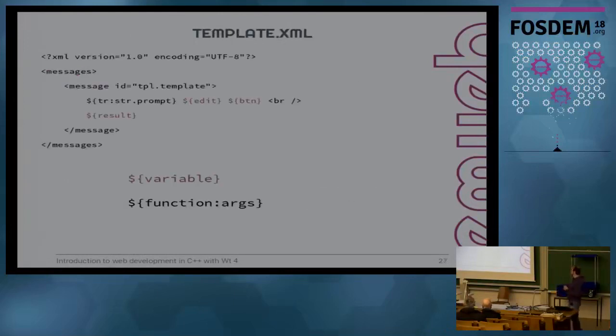So this template.xml will contain something like this. You have messages on the outside tag, and then you define different messages, and we'll call this one tpl.templates. This is just a convention that I'm using for convenience here, so you can call it anything you want. But I'm using a TPL prefix to make it clear that it's a template. And then you see edit, btn, and result. Those are variables, and we're going to put some stuff in those later. There's a special one that's a function call, so it calls the tr function with str.prompt arguments.